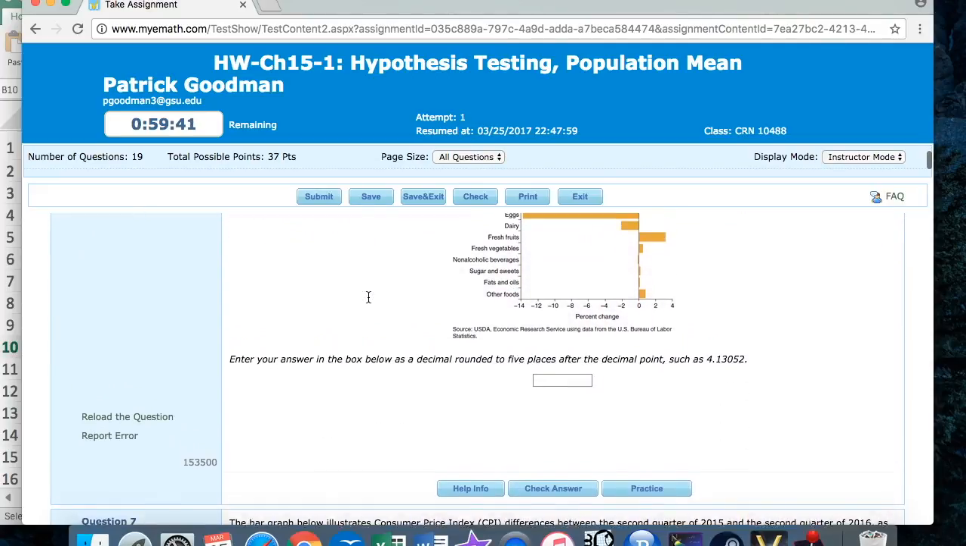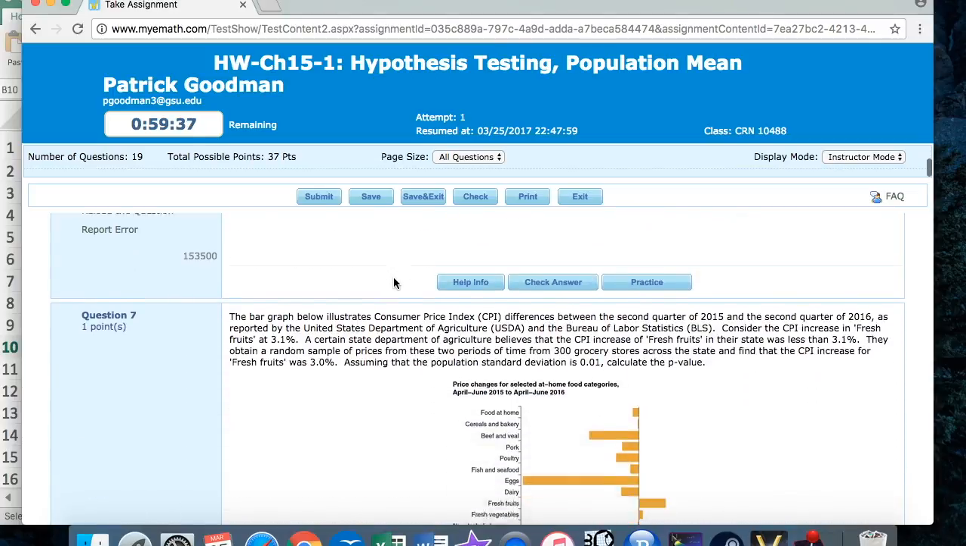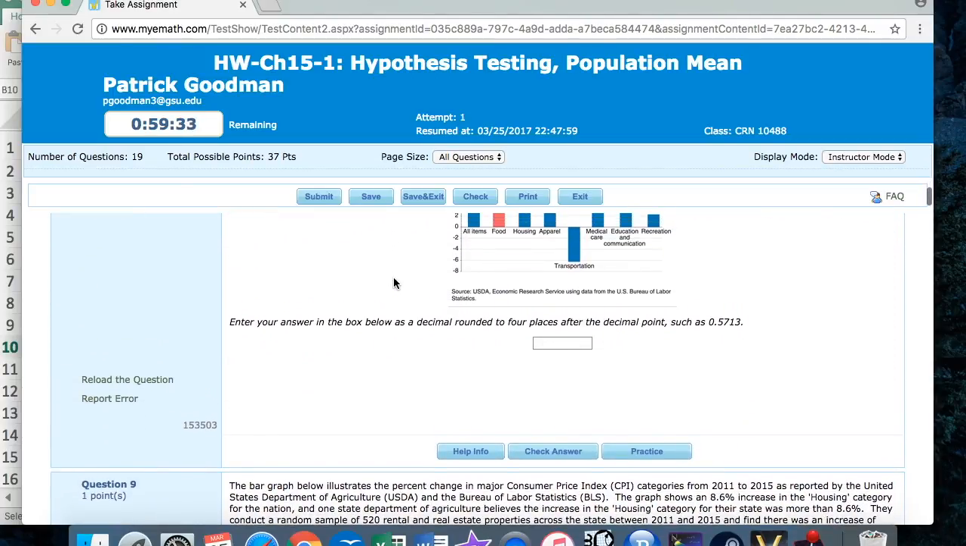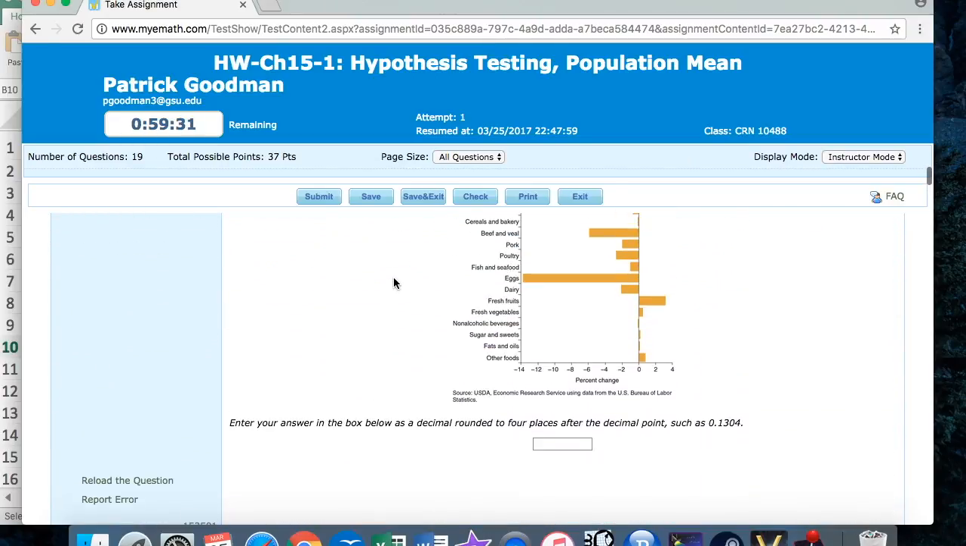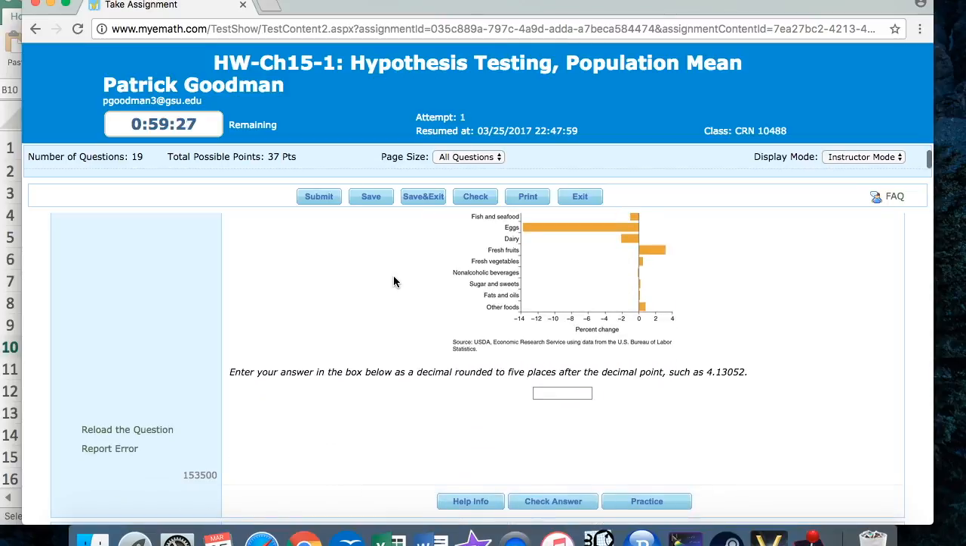Okay? So you should be able to do this problem here. Same thing. You should be able to do this problem as well. It's also the same thing. Actually, no, this is a p-value problem, so we'll do that one. But this one's the same thing.